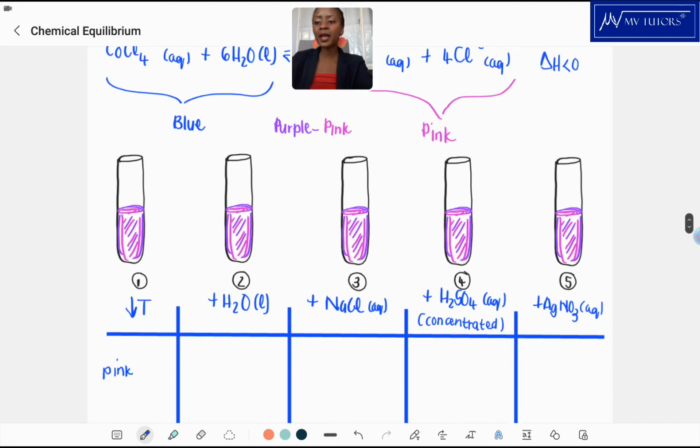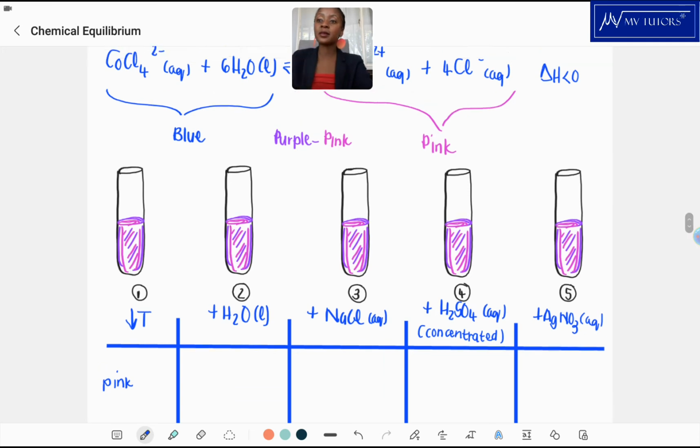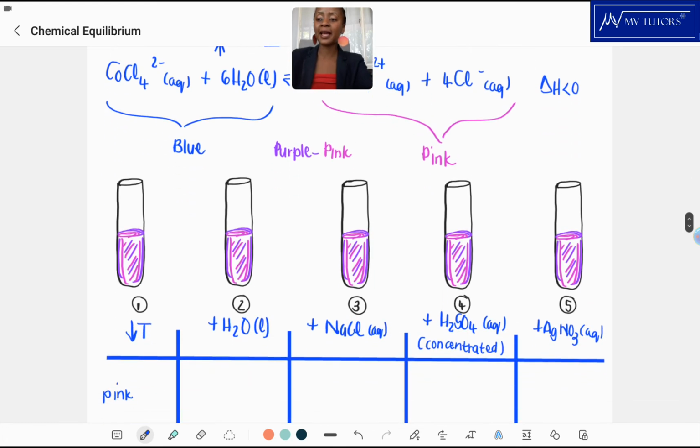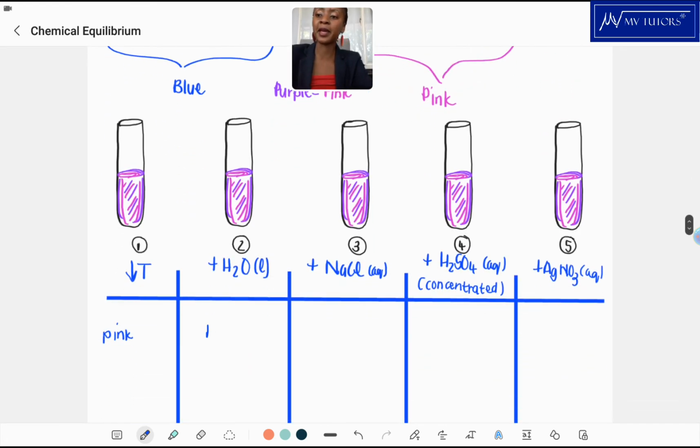If we add water, the water is on the reactant side, so according to Le Chatelier, we are increasing our reactants. What shift would that be? If you increase reactants, according to Le Chatelier, you move toward the product side, so it will be forward favored, or product favored. So by adding water, your solution will be pink.